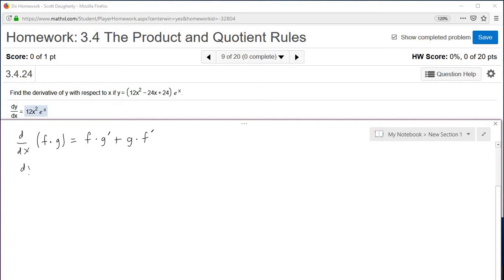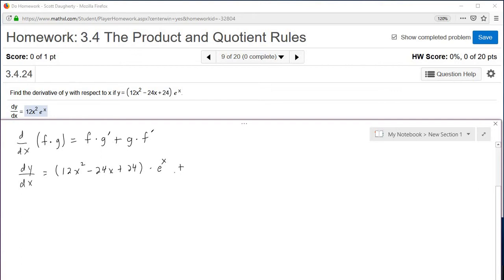Okay, so the derivative of y with respect to x is the first function, or f of x, and that's just the 12x squared minus 24x plus 24, times the derivative of the second function, where the second function is e to the x. Now the derivative of e to the x is e to the x. So it's going to be times e to the x.